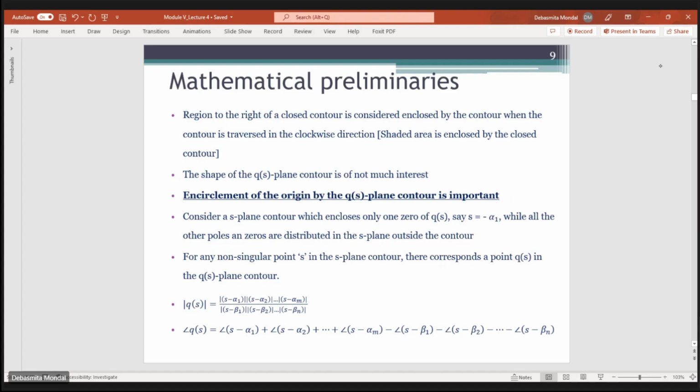So for any non-singular point S in the S plane, there would obviously be a corresponding point QS in the QS plane contour. The magnitude of QS will be simply the product of magnitudes of each term divided by the product of magnitudes of each term in the denominator, and the phase angle would be equal to the angle contribution of each term in the numerator minus the angle contribution of each term in the denominator.